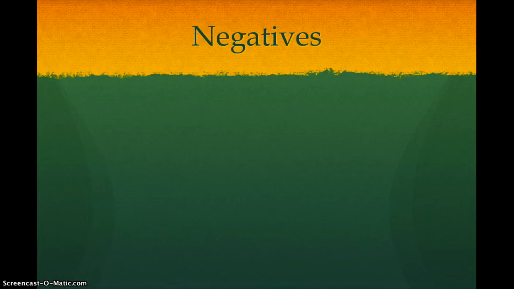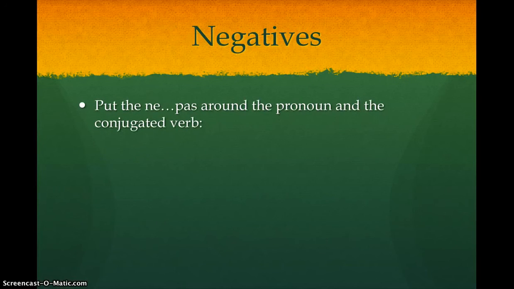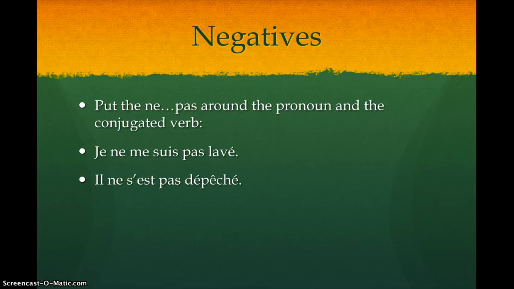One final note is on negatives. You always just put the ne pas or ne jamais or ne plus or whatever negative around the pronoun and the conjugated verb, just like normal. Je ne me suis pas lavé. Il ne s'est pas dépêché. Notice the ne here is before the pronoun and pas after that conjugated verb. Ne before the pronoun, pas after the conjugated verb.